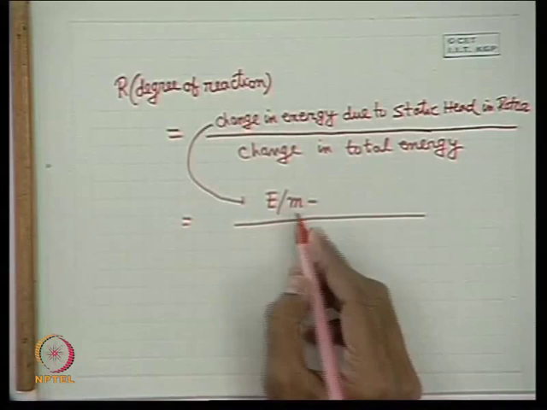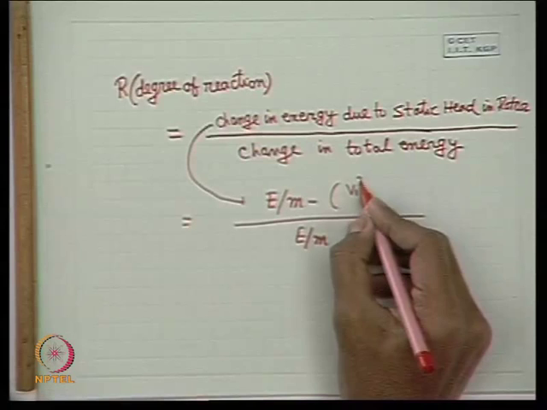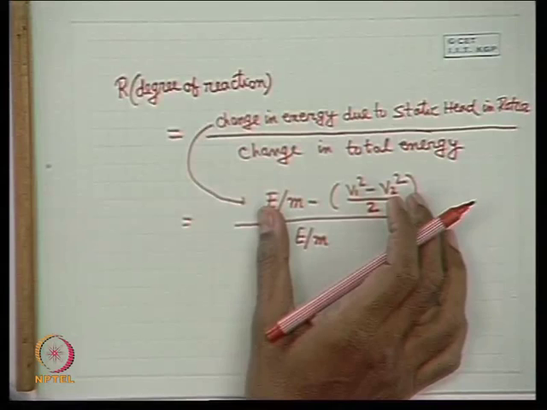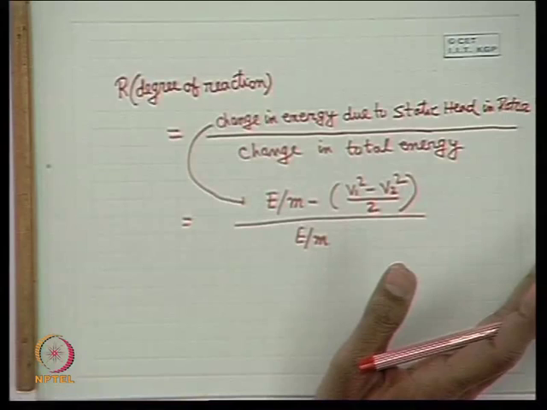Now, it is difficult to evaluate the change in the relative velocity, that is Vr2 square minus Vr1 square, and also the change in the centrifugal head, that is U1 square minus U2 square. Of course, this part is simple. But without doing that, what do we do? The change in energy due to static head can be found out if we deduct from the total change in energy the change in the dynamic head, which is simple. That means we can write E by M, the change per unit mass, minus the change in the dynamic head. That means this part is the energy change due to static head. It comprises the change in the pressure head due to both the change in relative velocity and the change in the centrifugal head because of the change in the rotor velocity from inlet to outlet.